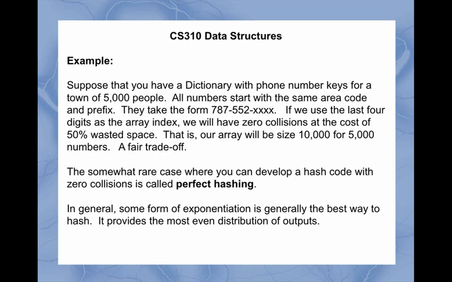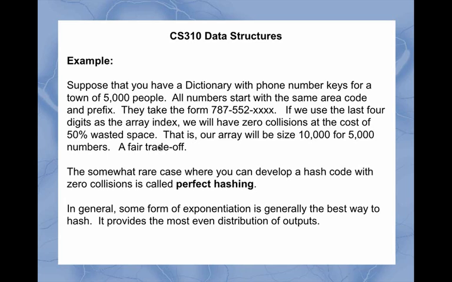We need to have a dictionary with phone numbers for all of these people. All numbers start with the same area code and prefix. So only the last 4 digits change. Well, we could use these last 4 digits as the array index, and then we won't have any collisions at all. We'll have 0 collisions because 2 people can't have the same phone number. So this way we'll have the index in our array with 0 collisions, but the cost will be we're going to have 50% wasted space. That is, we need an array of size 10,000 for 5,000 numbers.